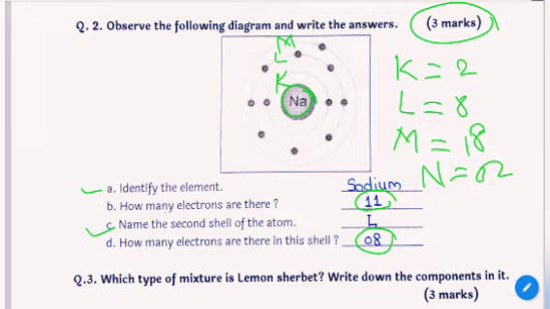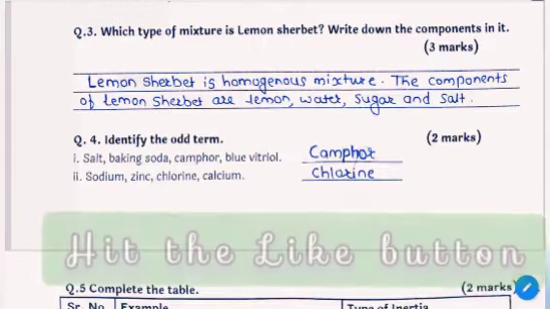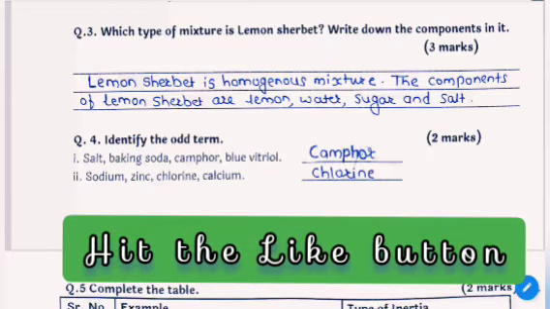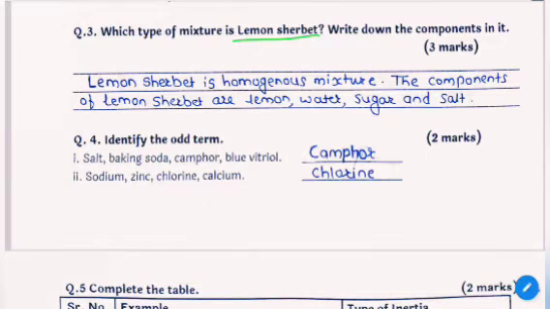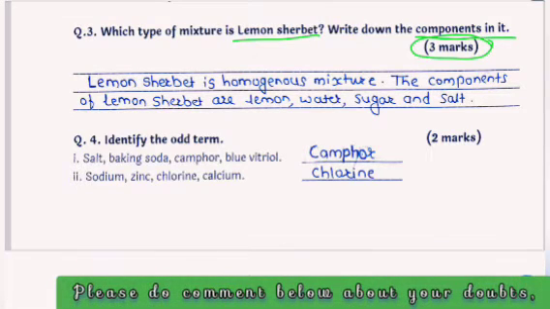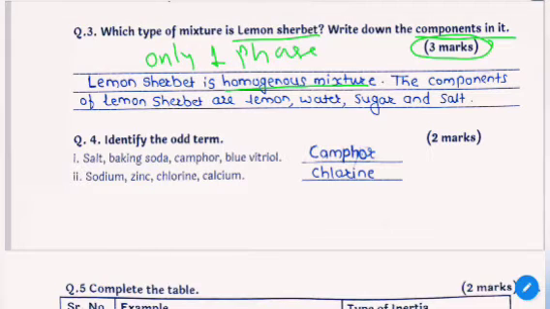Now we move towards the third question. The third question is: which type of mixture is lemon sherbet? Write down the components in it. It also has 3 marks. Lemon sherbet is a homogeneous mixture because it has only one phase, that is liquid. That's why it is a homogeneous mixture. The components of lemon sherbet are lemon, water, sugar and salt.